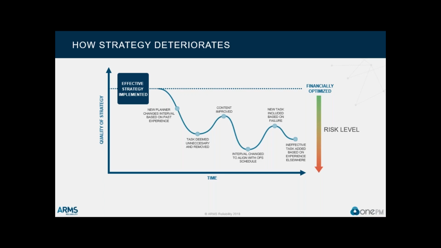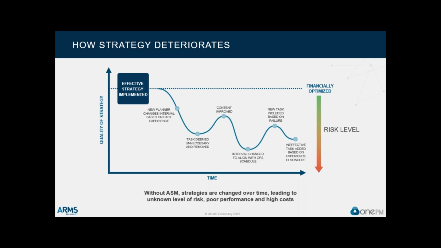We start to incorporate experience that doesn't necessarily align to the particular asset that we're looking at, and the quality of our strategy starts to deteriorate, and we find ourselves in a position where we no longer are financially optimized. We've lost control of that, and we no longer understand the level of risk that we're currently operating at, because we've deviated from where we set out. So we need to understand that.